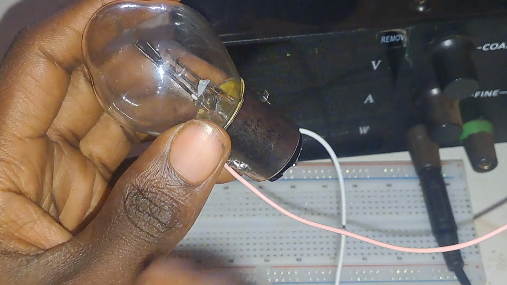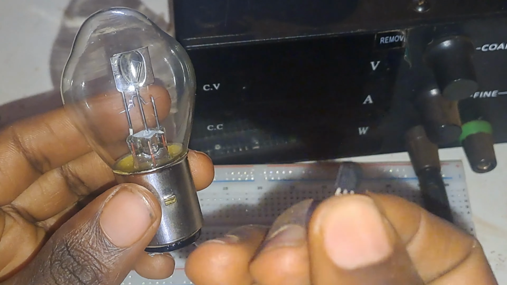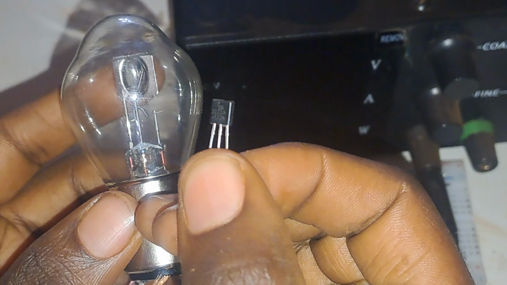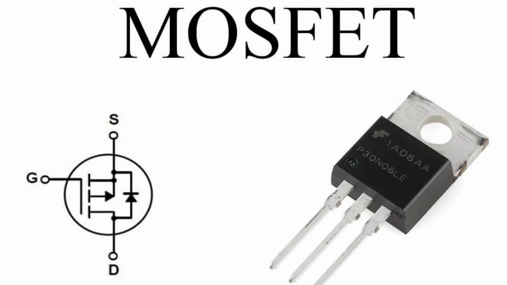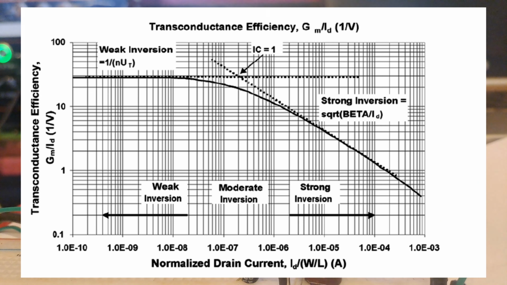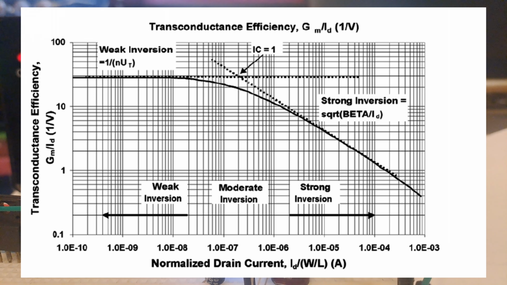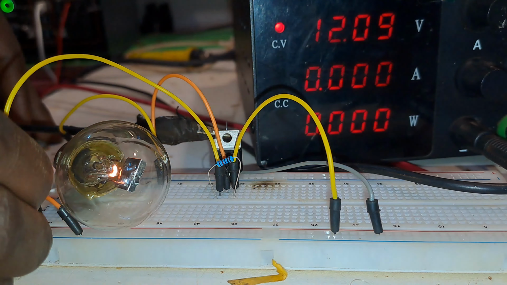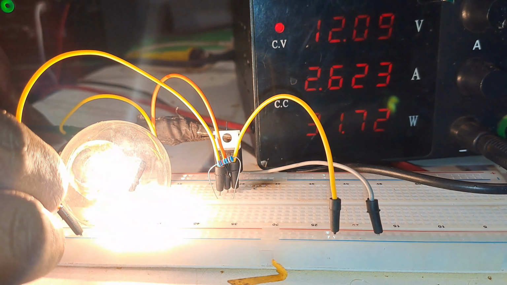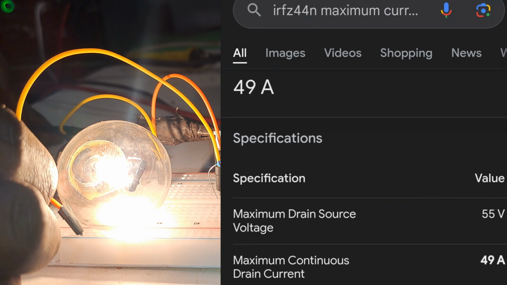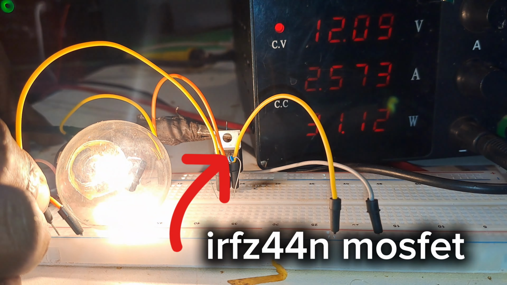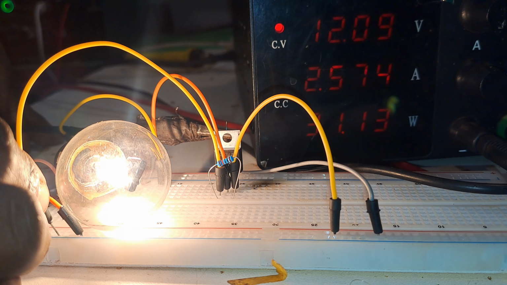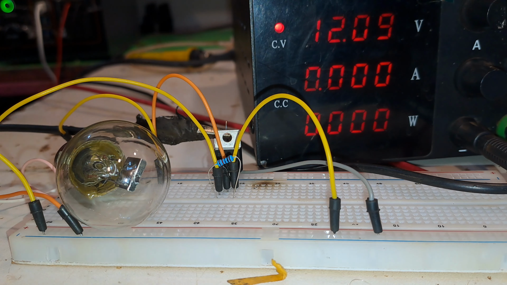As I told you earlier, bipolar junction transistors cannot handle heavy loads. In order to handle heavy loads properly, you can get yourself a MOSFET. Why a MOSFET? A MOSFET is more efficient than a bipolar junction transistor, and it's capable of handling heavy loads, up to 49 amps for most MOSFETs, like this IRFZ44N MOSFET, which is a good substitute for an NPN transistor. But this is a subject for the next video.